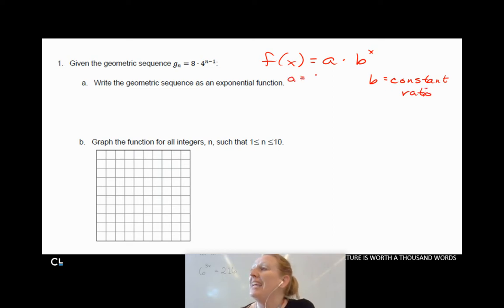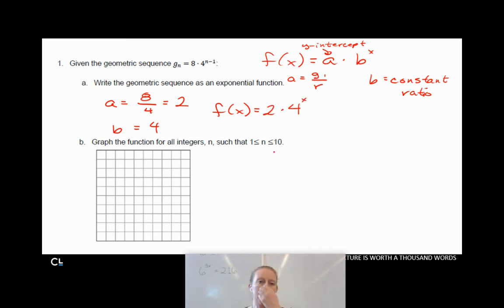Now, if you remember, the a value was your first term divided by the constant ratio. So in order to find my a value, my y-intercept, we needed to take our first term, which in this case is 8, and divide it by our constant ratio, which in this case is 4. And of course, 8 divided by 4 is 2. That also means my b value is just that constant ratio, so my b value is 4. Great. Now it's easy to write the function: f of x equals 2 times 4 to the x power.